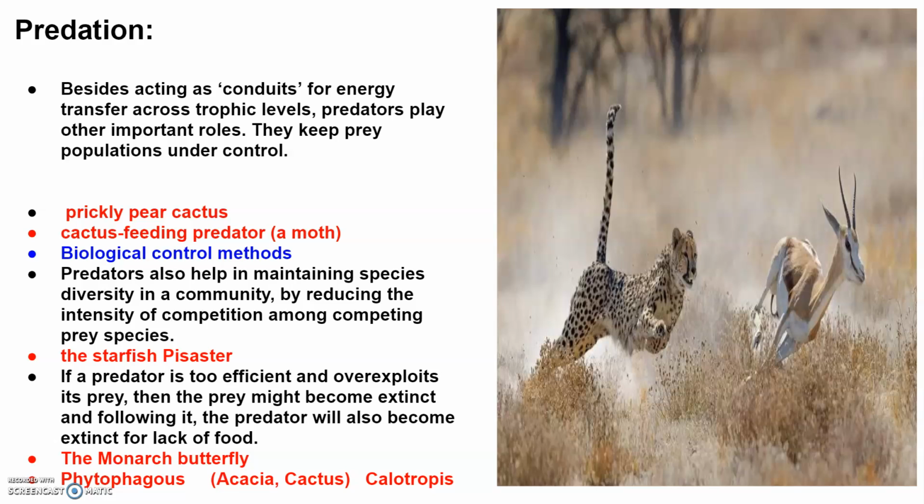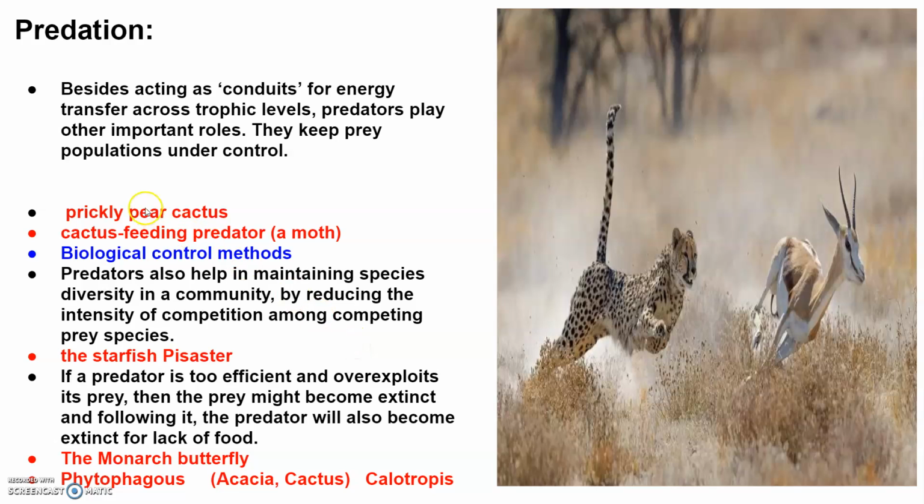So besides acting as conduits for energy transfer across trophic levels, predators play other important roles also. They keep prey populations under control. But for predators, prey species could achieve very high population densities and cause ecosystem instability. Now, when certain exotic species are introduced into a geographical area, they become invasive and start spreading fast because the invaded land does not have its natural predators.